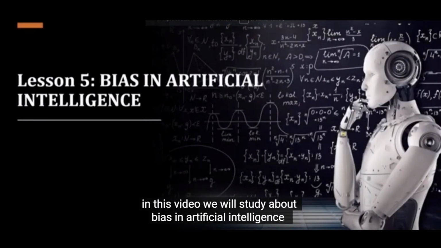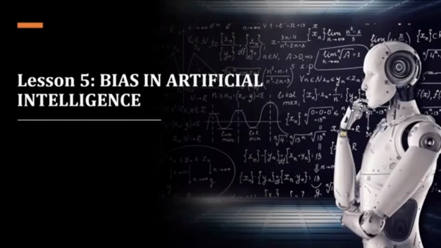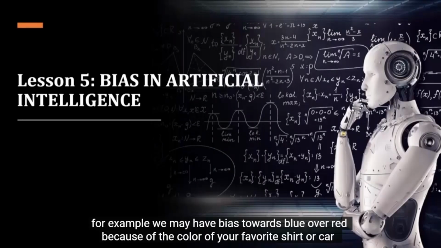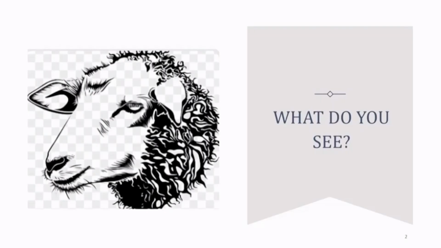In this video, we will study bias in artificial intelligence. Bias in a general sense is simply a preference for something. For example, we may have bias towards blue over red because of the color of our favorite shirt or car. Here we will study how bias can affect the decision making of an algorithm in AI.